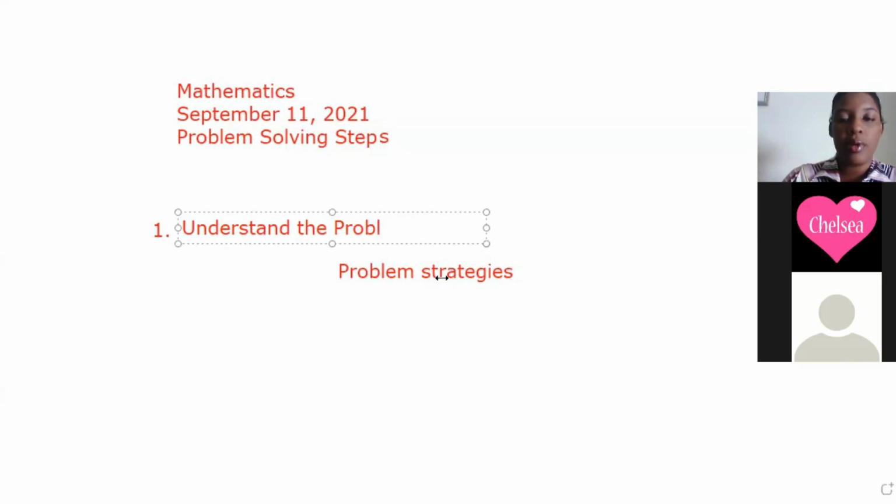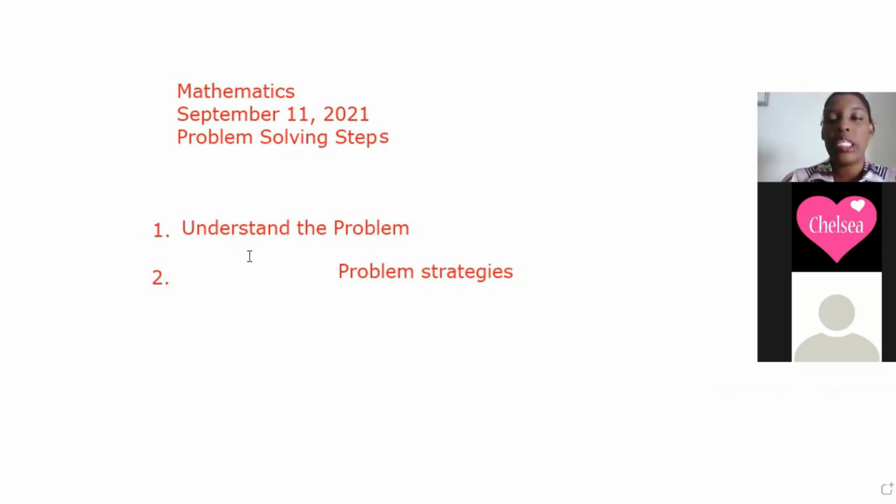Why do you think it's important for you to understand the problem? Can anyone tell me why you think it's important? It's important for you to understand the problem because you need to know what you're dealing with. What is it that you want to do, or what is the problem asking you to do to solve it? So you basically need to understand what it is asking you to do. Only then will you be able to proceed through the problem.